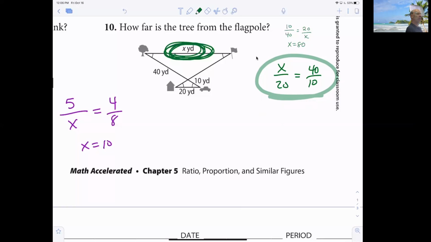And by the way, who did this problem? Tell me what the answer is. What's the answer to this one? Oh, 80. Is that correct? So Luca, did you get 80?